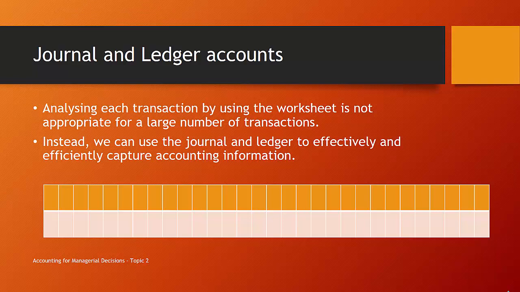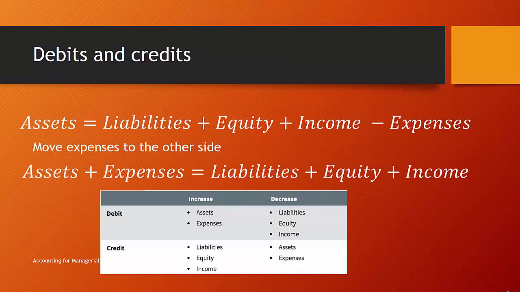So what we do instead is use a journal and ledger system to effectively and efficiently capture this accounting information. And to be fair, a lot of that journal and ledger methodology is done automatically. So once you have identified and put the transaction in, it will flow through the system pretty much automatically. But it is useful to understand how that works.